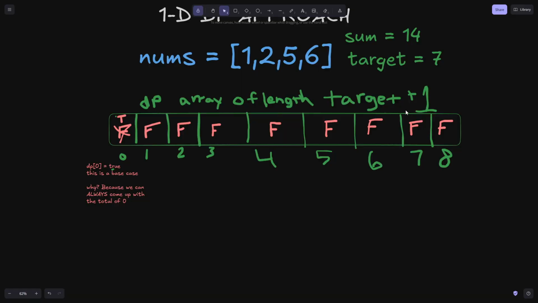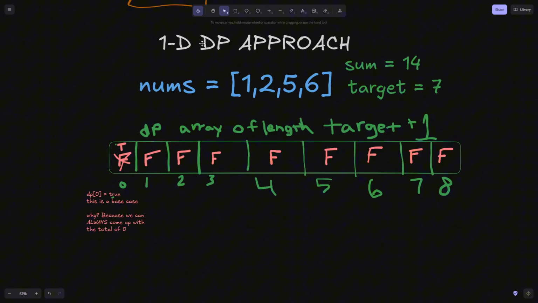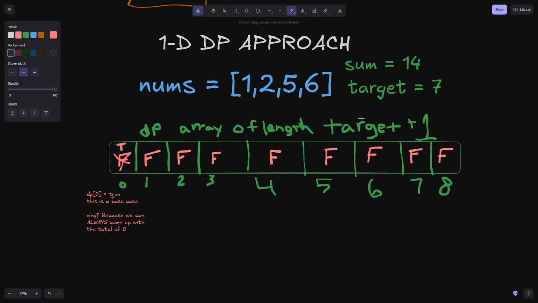All right, what's up, everyone? Now we're back. I'm going to show you this illustration of how we're going to solve this problem using a one-dimensional DP approach. Okay, so we're going to have to create a DP array, and it's a Boolean array. The length of the DP array is basically whatever the target is plus 1.